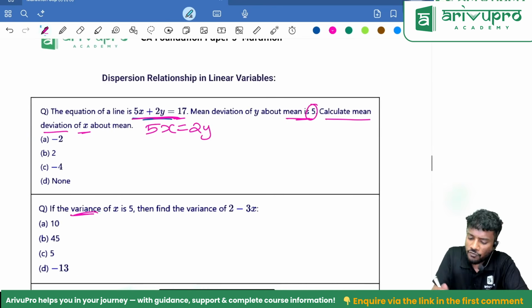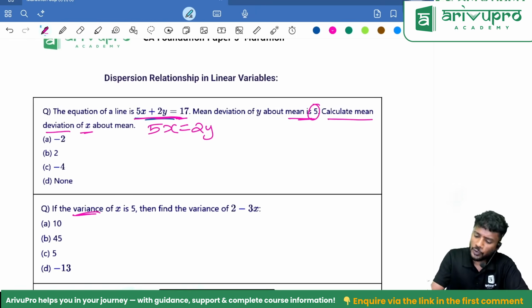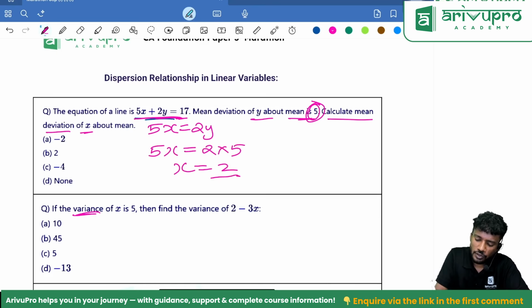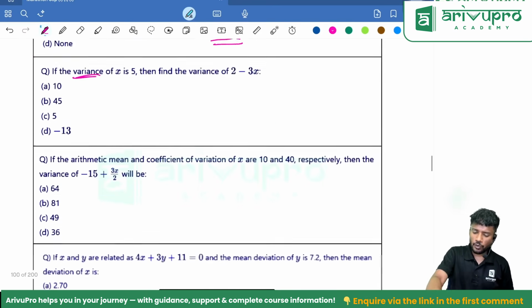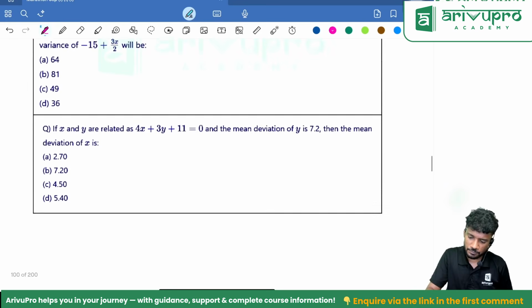Now look here, 5x is equal to 2y. Here mean deviation of y is 5. So what are we going to do? Put y is equal to 5. So 5x is equal to 2 into 5. So x is equal to how much? 2. Option B is your answer. Keep a note. Understood? Is that clear for everyone? Yes. Now I will solve another question.